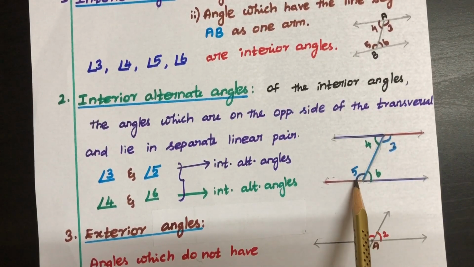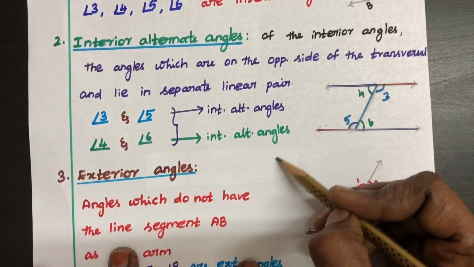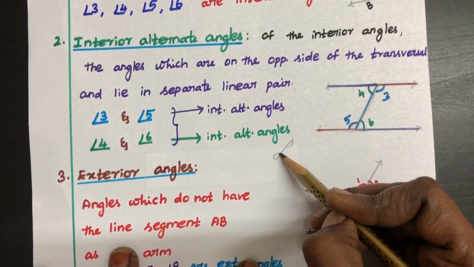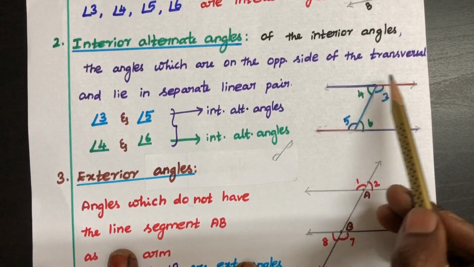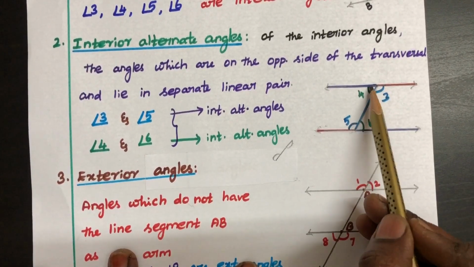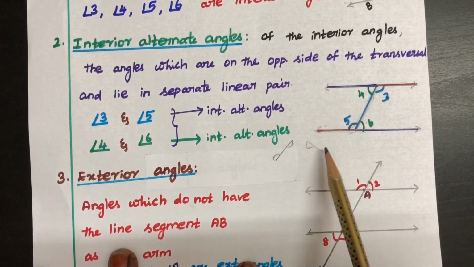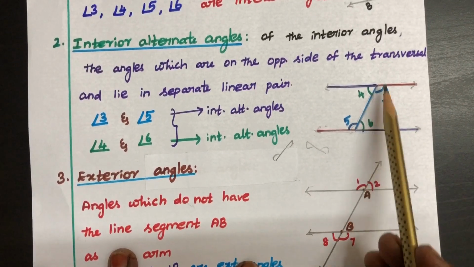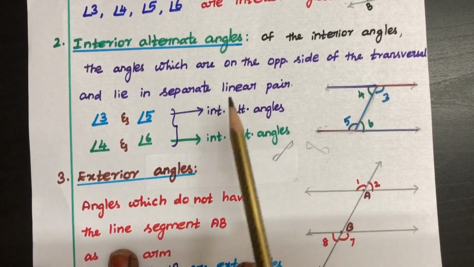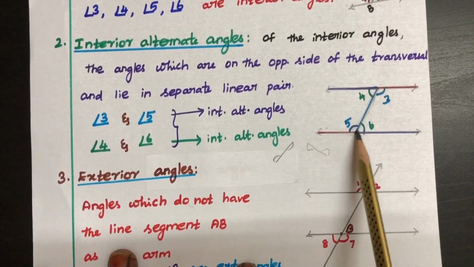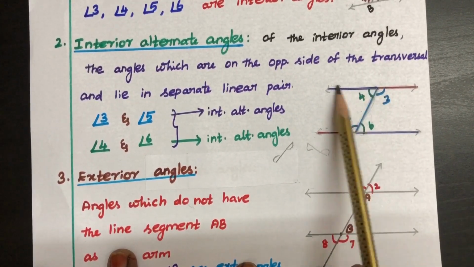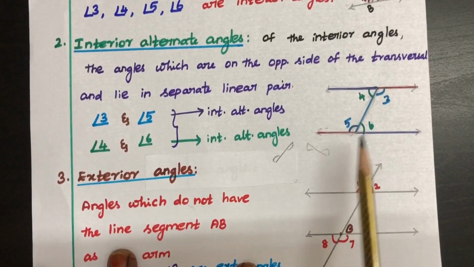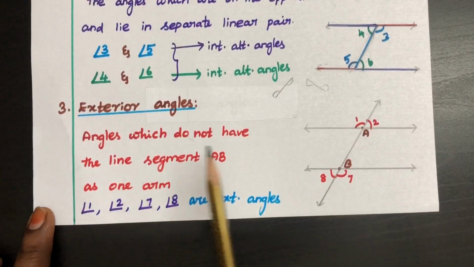It is inside only but alternate. Here one angle and here one angle, in a shape like that. Here one formed and here one formed like that. Just alternate angles, 3 and 5. Similarly, on this side 4 and 6. If they form like that, these are all interior alternate angles, not opposite, alternate. Here 3 means here 5. Similarly, 4 and 6.